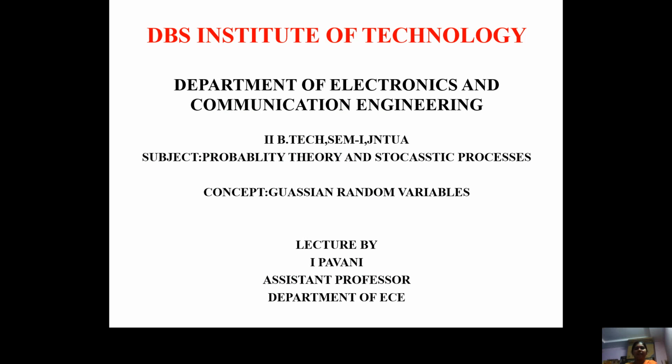Welcome back. In the previous class, we discussed the operations on single random variables. Now in this class, we are going to discuss the operations on multiple random variables. Along with that, we will see what Gaussian random variables are, and what the different operations and linear transformations on Gaussian random variables are.